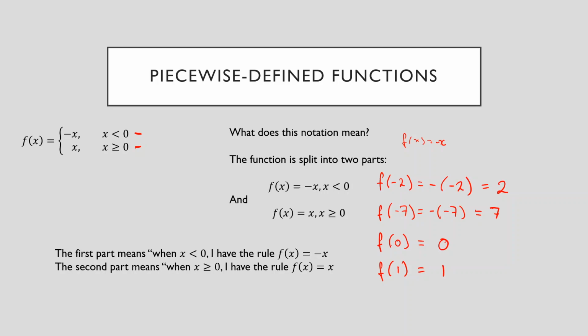You can play around with this yourself, start inputting values into it, and you'll notice that no matter what value you put in, it'll always give you a positive number back. And that's why we call it the absolute value function, because it just gives you the absolute value of the number that you're putting in. Absolute value just basically means the value of the number without any positive or negative attached to it.